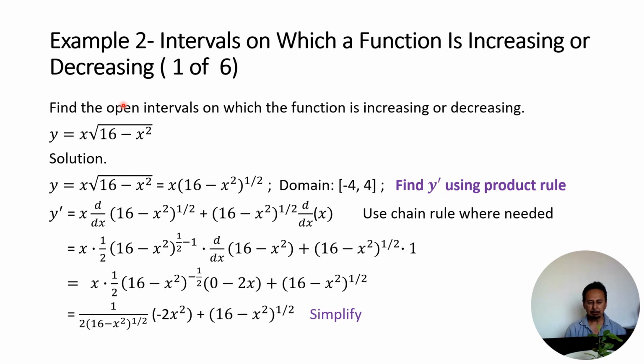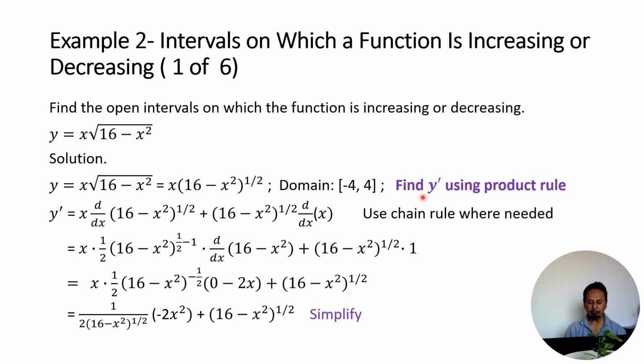Another example, example 2: find the open intervals on which the function is increasing or decreasing. The function is y equals x times the square root of 16 minus x squared. So let's start with y equals x times the square root of 16 minus x squared. Let's rewrite this as x times (16 minus x squared) to the power 1/2. Let's first find the domain. The domain is negative 4 to positive 4.